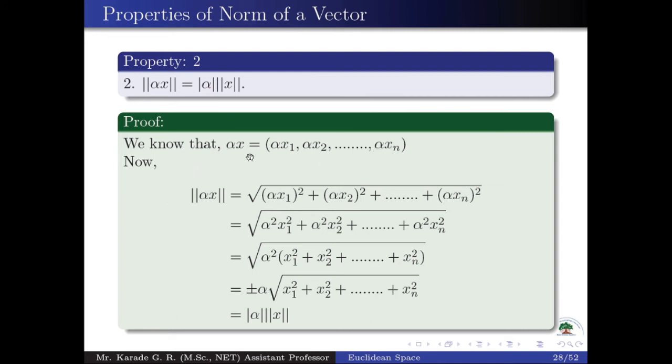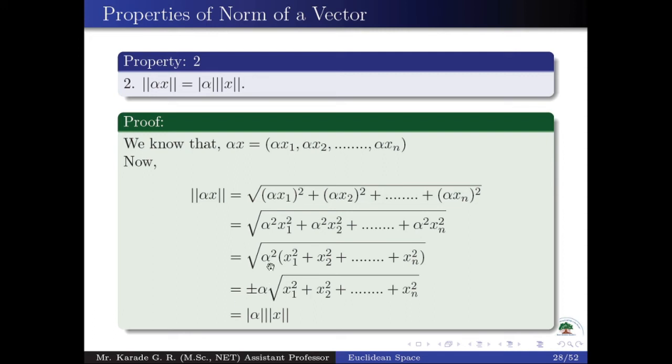Now let us take the norm of vector alpha x, and it is equal to square root of the addition of squares of components of alpha x. So alpha x1, alpha x2, alpha xn, these are the components of vector alpha x. So we make a square and add them. So alpha x1 square plus alpha x2 square plus dot dot dot plus alpha xn square, it is equal to square root of alpha square x1 square plus alpha square x2 square plus dot dot dot plus alpha square xn square, and it is equal to square root of, from these terms we take alpha square common, so into bracket it remains x1 square plus x2 square plus dot dot dot plus xn square.